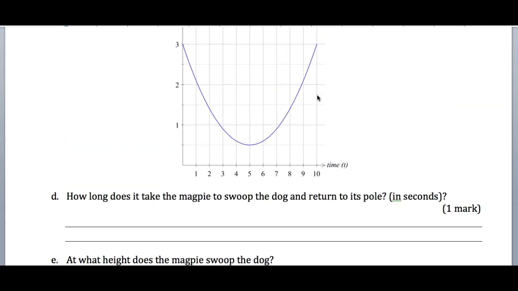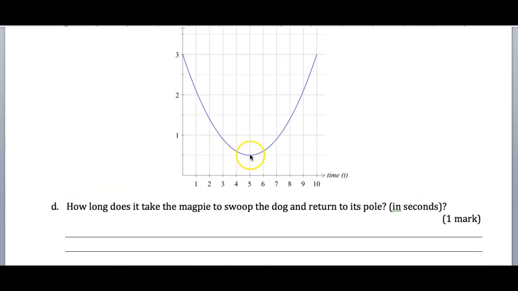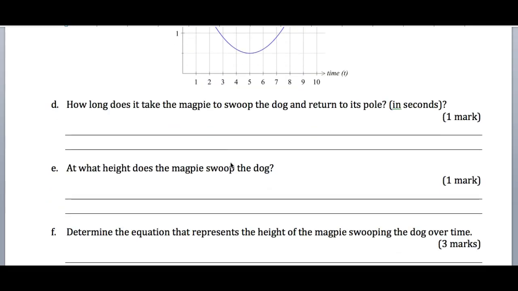At what height does the magpie swoop the dog? So you can see this straight from the graph. Okay, it's at 0.5 meters. And always think about whether a question or your answer actually makes sense. So if you had a height of a dog of 5 meters, you'd be like, that's a pretty big dog. And the question has stated nowhere that the dog is standing on top of something. So you should probably think, well, maybe my answer is wrong. So always question your answer. So that one, it's 0.5 meters or 50 centimeters.